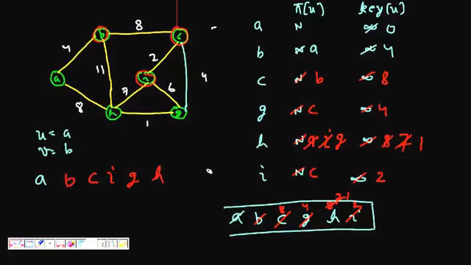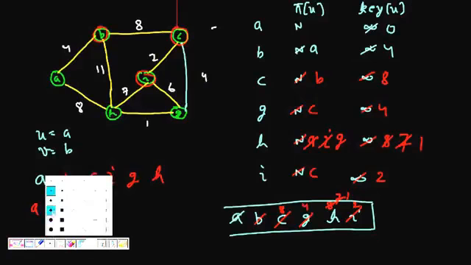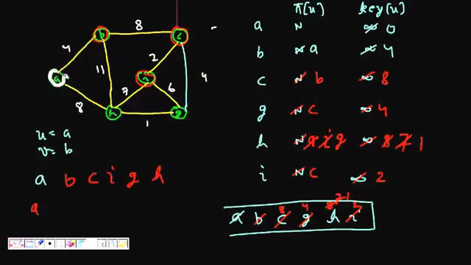Everything is processed. So now we will try to make the spanning tree out of this data structure. Okay, so we start from A. A is the root. Okay, so let's try to make this one. So A is the root, and then what happens? B, let's see B.